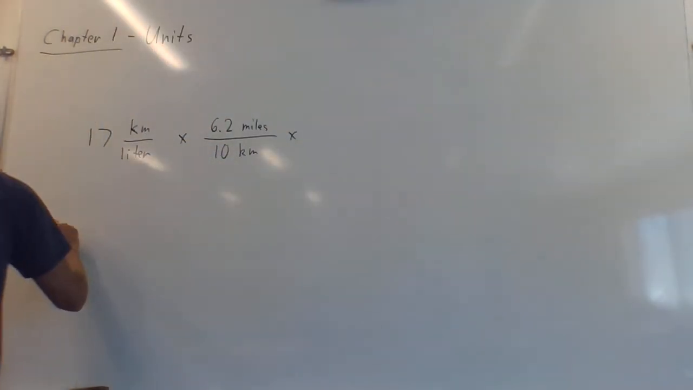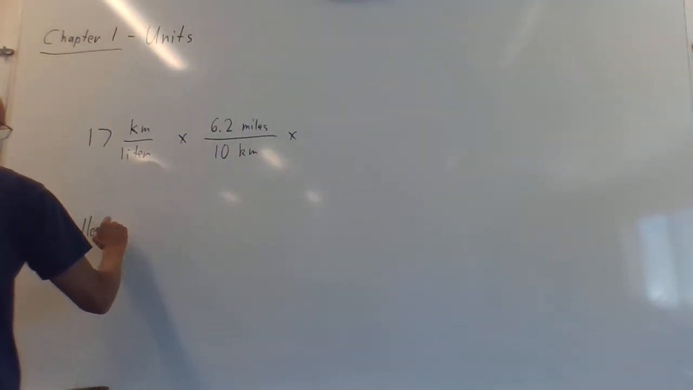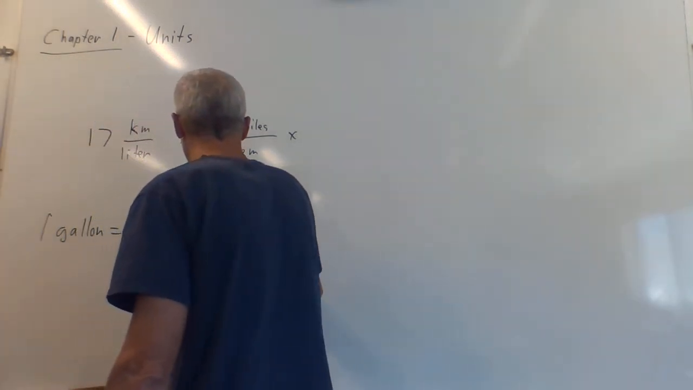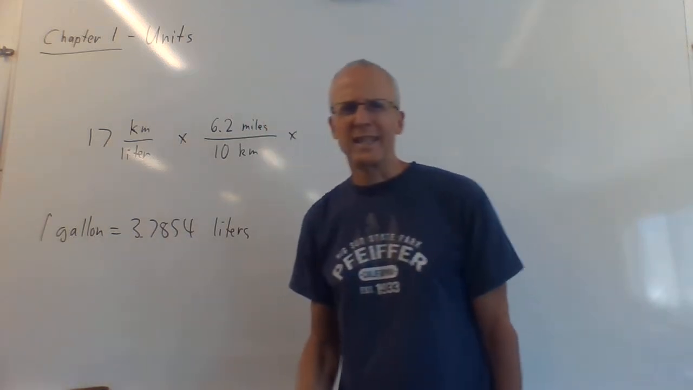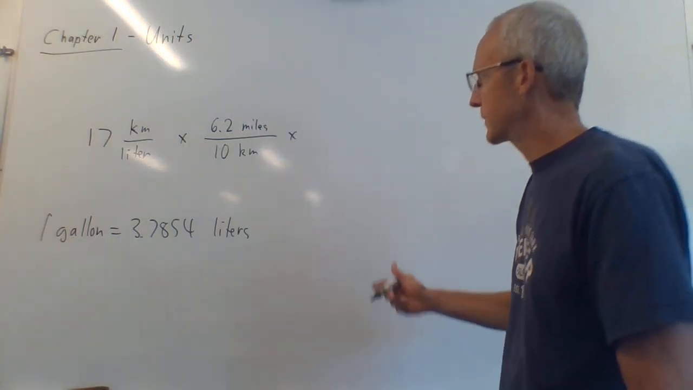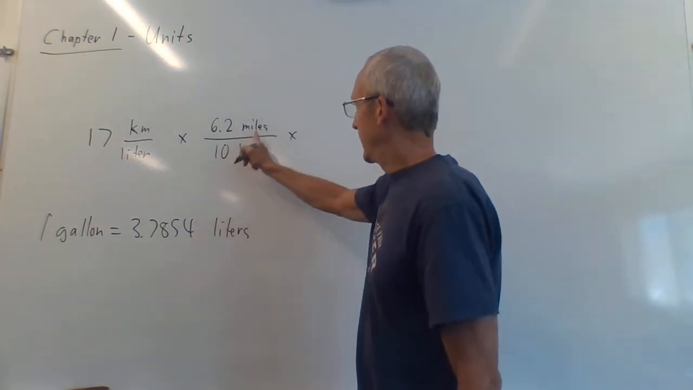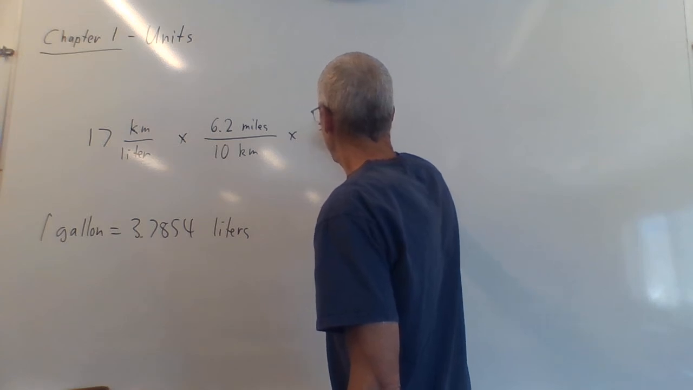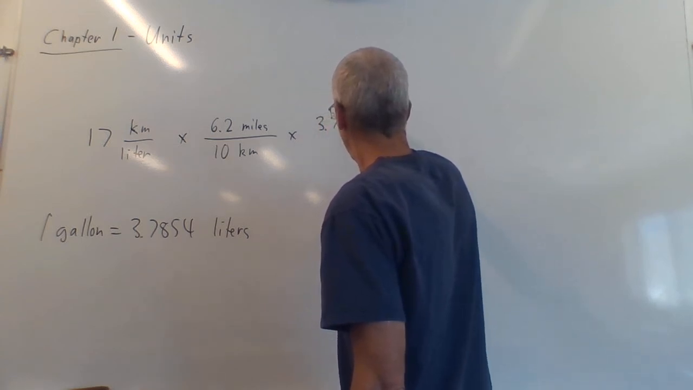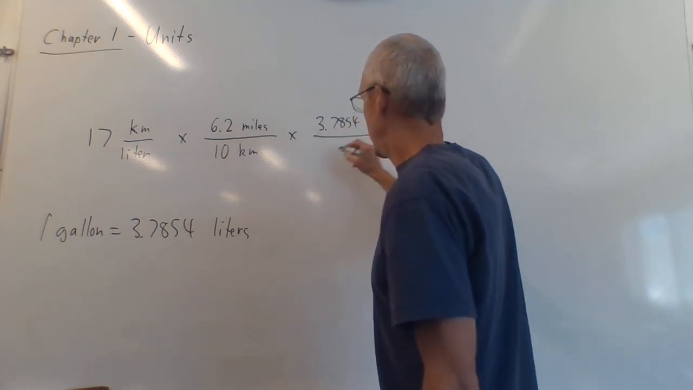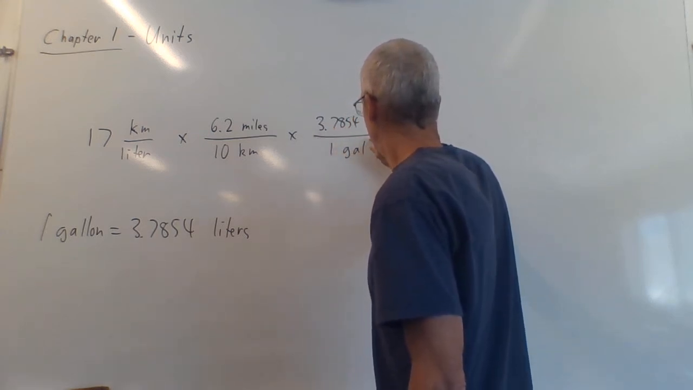Okay, so it says that 1 gallon is 3.7854 liters, which makes sense. A liter is a little bit bigger than a quart. A gallon is 4 quarts, so a little bit less than that in liters. So, okay. Liters are in the bottom, so we want to put liters in the top. So 3.7854 liters divided by 1 gallon.